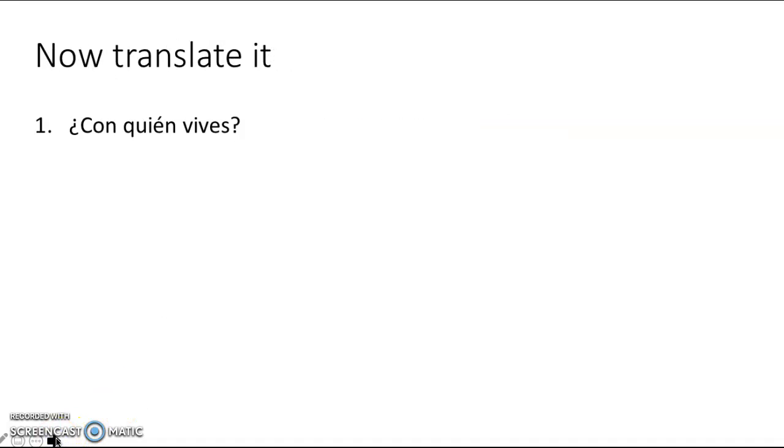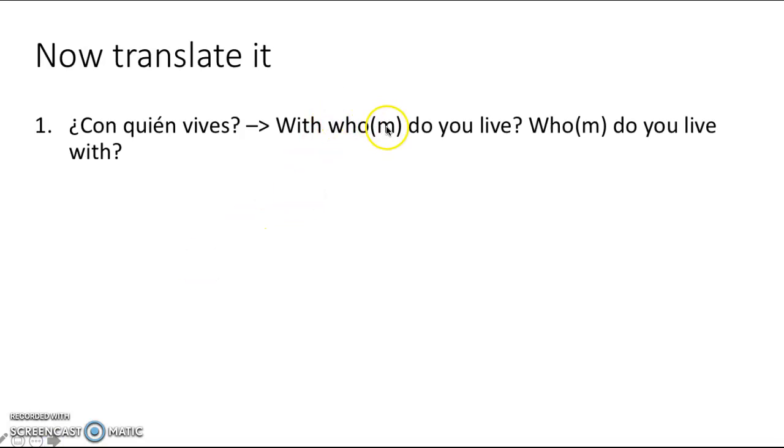Now translate it to English. Pause the video, take a moment. All right, let's continue and see the answer. With whom do you live? Or whom do you live with? Both word orders work. And ojo, we need the do or does there because it's an object question.